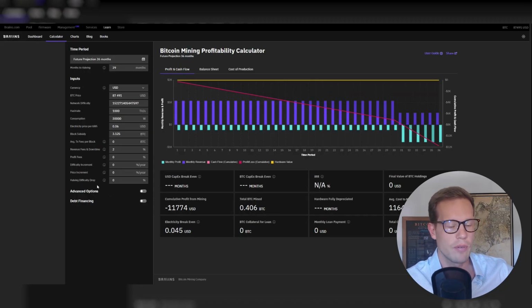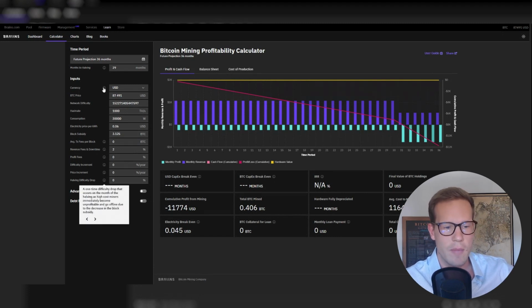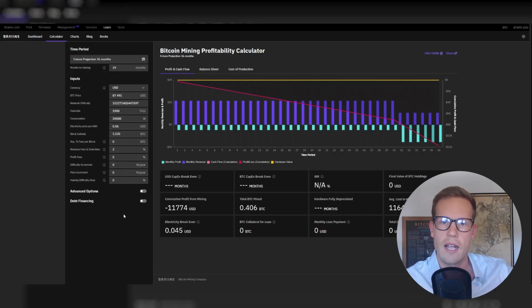Halving difficulty drop, again, super detailed, right? How much is the difficulty going to drop when the halving comes in? This is a very advanced metric. And for each of these, there's also a little explainer here on the side, which I love, that you can read through to make sure that you fully understand what the metrics are that you put in, right?